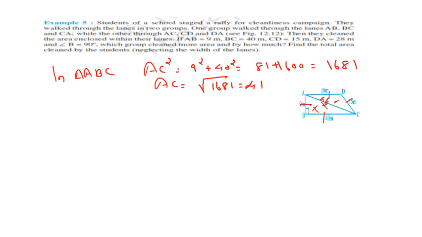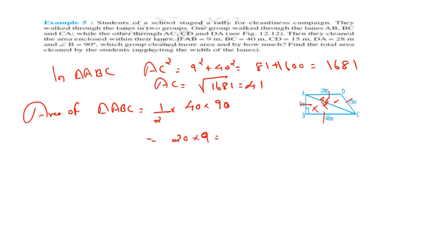What is it? Area of triangle ABC is equal to half into base. Base is what? Here you need not apply Heron's formula. 40 into 9. So half into 40, 20. 20 into 9. 20 into 9 is what? 180 meter square.